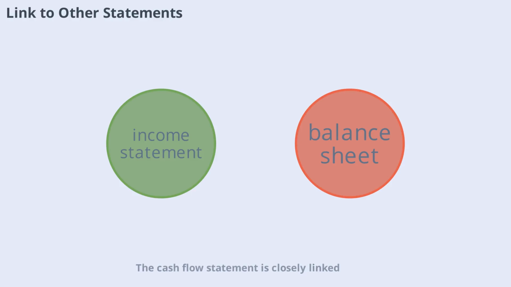The cash flow statement is closely linked to the income statement and balance sheet. Changes in these statements affect your cash flow and vice versa. Understanding these connections helps you see the bigger financial picture and ensures consistency across your reports.